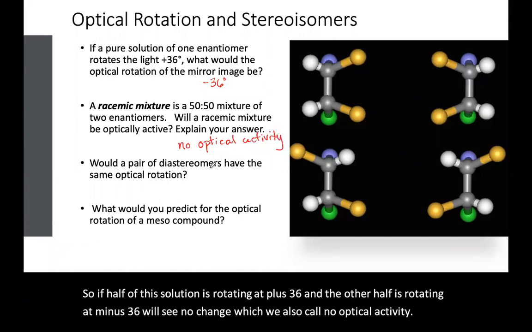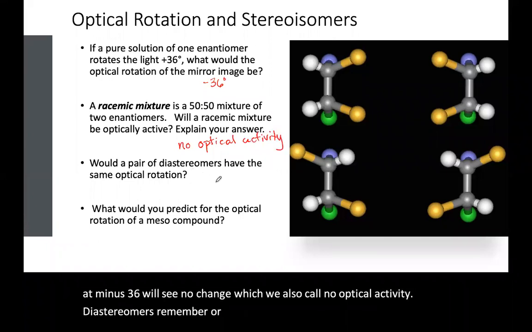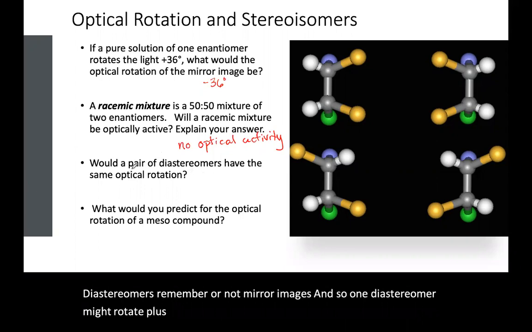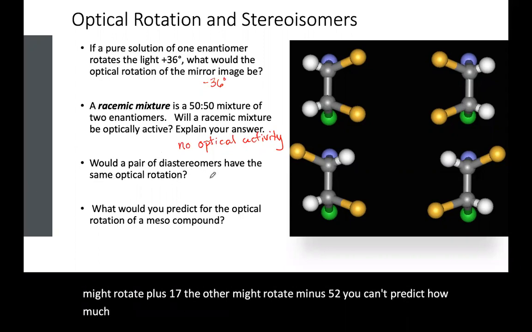Diastereomers, remember, are not mirror images. And so one diastereomer might rotate plus 17, the other might rotate minus 52. You can't predict how much they're going to rotate, but they're not directly opposite like we see with enantiomers.